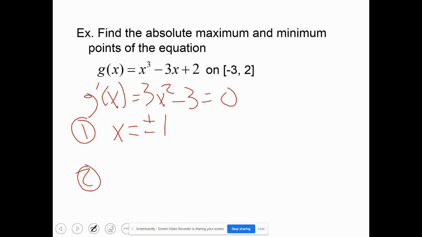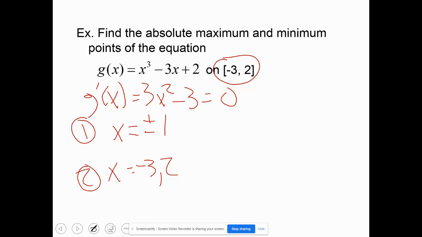Step 2, make sure you have your endpoints. Your endpoints are at -3 and +2. All right, so they're given to you. You're told only look at this graph from -3 to +2. That's where I want to find my highest points and my lowest points.